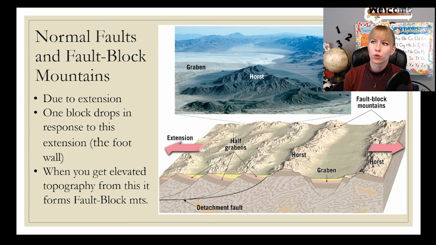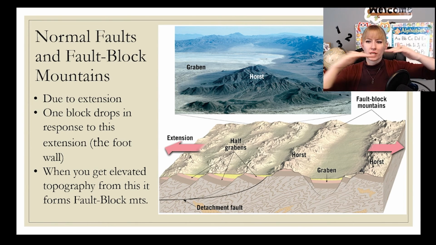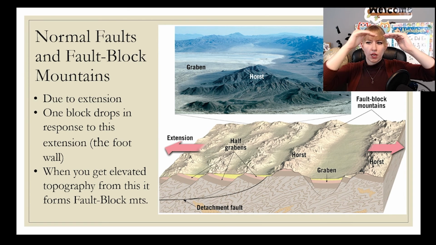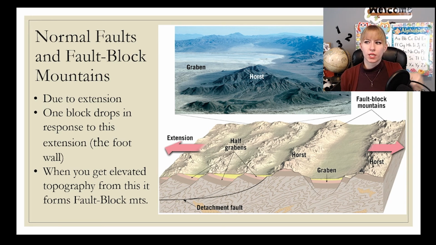All right, so a normal fault and a fault block mountain is also due to extension. Essentially what's happening is a whole bunch of hanging walls dropping over and over again, creating something called a horst and graben. So essentially what happens here is your uplifted block from the normal fault are elevated topography called horsts, and your dropped hanging wall is the basin, known as a graben.